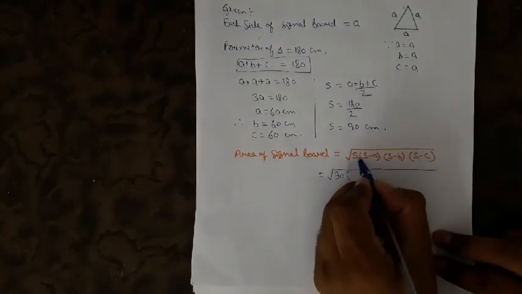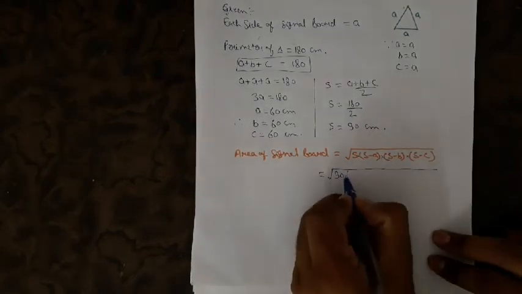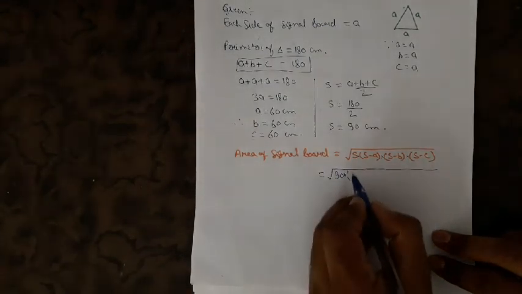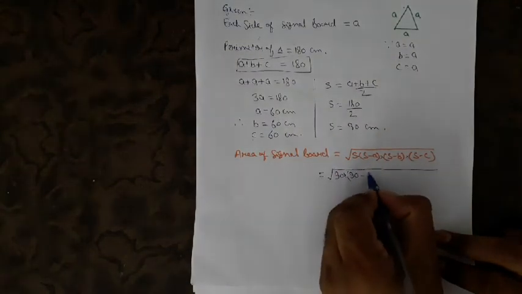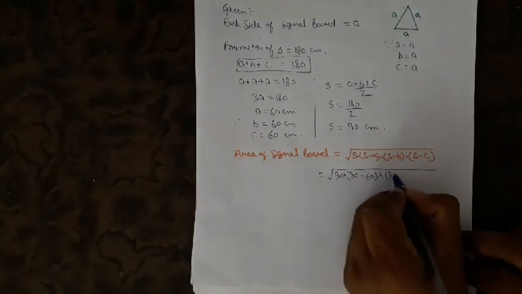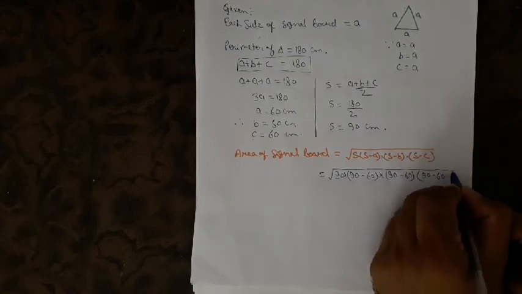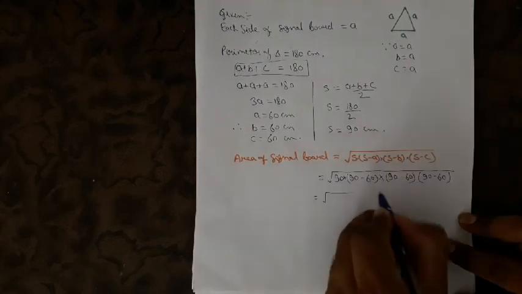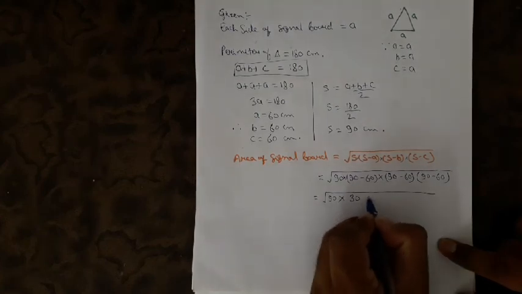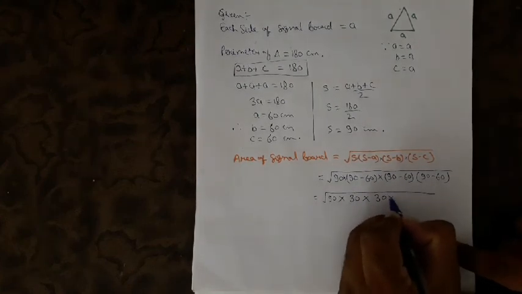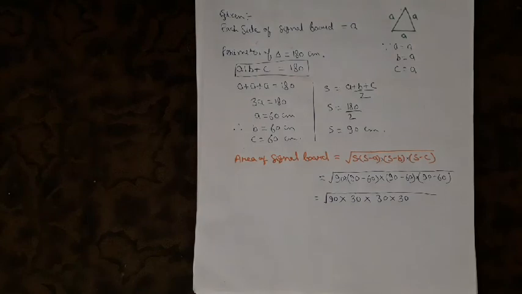Between these things there is no sign, which means we multiply. So instead of S, I'm putting 90. Again, instead of A, I'm putting 60, into S minus B, again 90 minus the value of B, 60. S minus C, 90 minus 60. Okay, now what do we have to do? See, 90 as it is, into 90 minus 60, it becomes 30. 90 minus 60, again 30, and 90 minus 60, again we'll get 30.